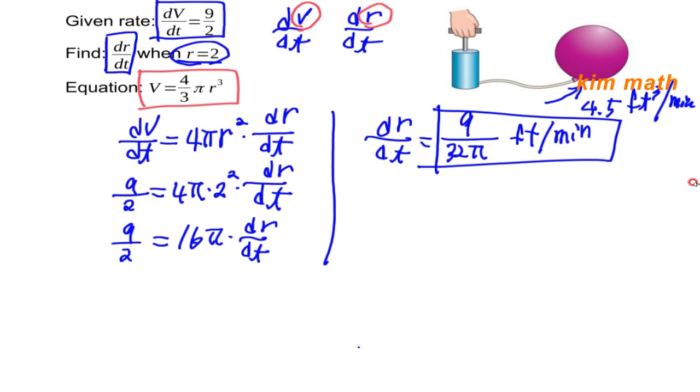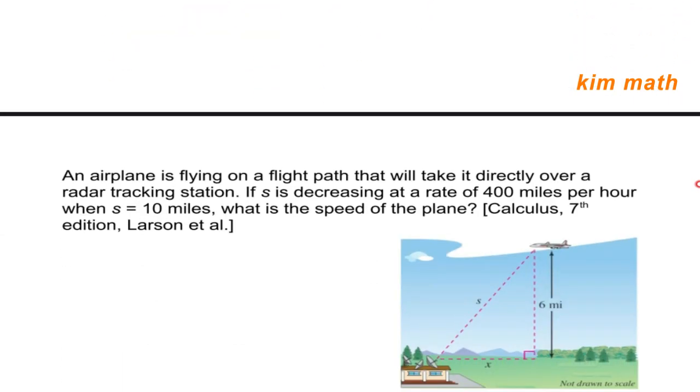Okay. So at that moment, the radius of the sphere is changing. In this case, the number 9/(32 pi) is positive, so we can say the radius is increasing at a rate of 9/(32 pi) feet per minute. Is that okay? Good. One more example.